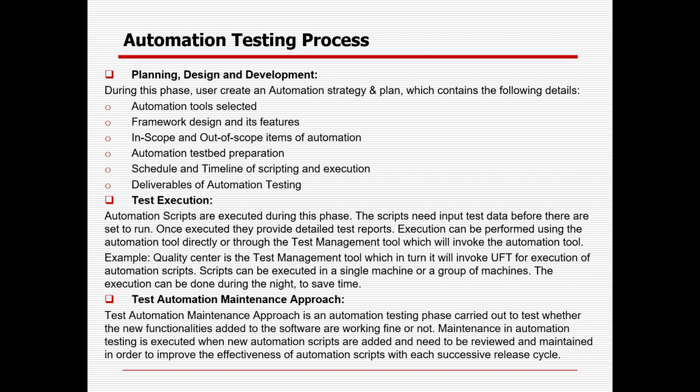Test automation maintenance is the last step of the automation testing process. The test automation maintenance approach is an automation testing phase carried out to test whether the new functionality added to the software is working fine or not. Maintenance in automation testing is executed when new automation scripts are added and need to be reviewed and maintained in order to improve the effectiveness of the automation scripts with each successive release cycle.